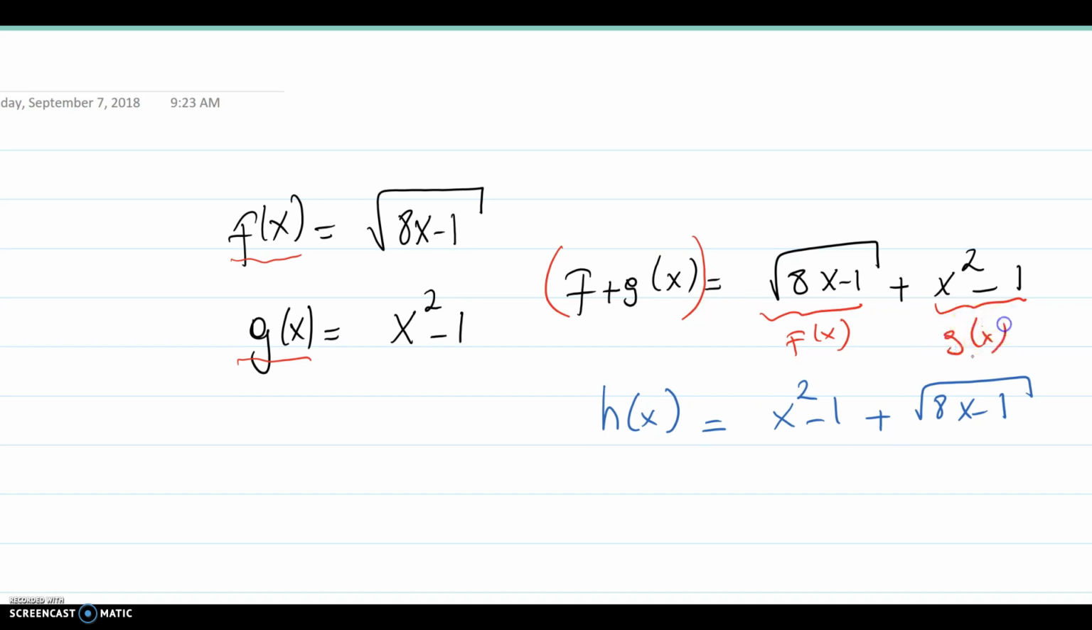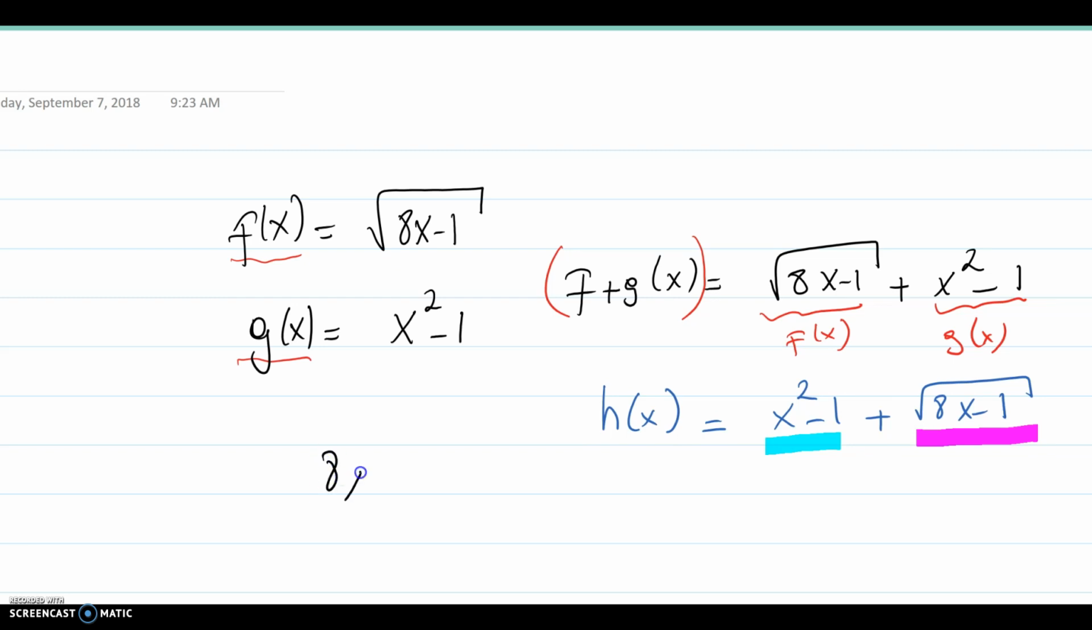Then this h of x guy will have a domain. h of x will not have a domain restriction from here, but h of x will have a domain restriction from the square root. Let me do it this way. So h of x will have a domain restriction from here. I think this is what you were explaining in your email, but I just wanted to make sure.